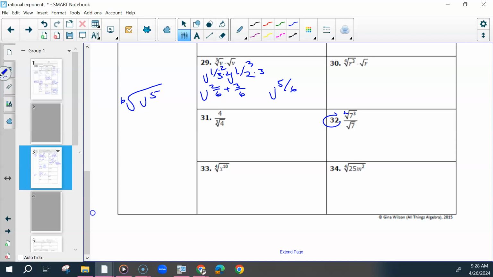What would the denominator be, based on this? This number outside of here. So that would be in our denominator. What would the number in our numerator be? 3. How would I write the square root of 7 in radical form?